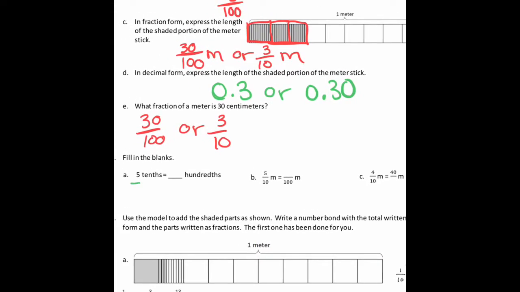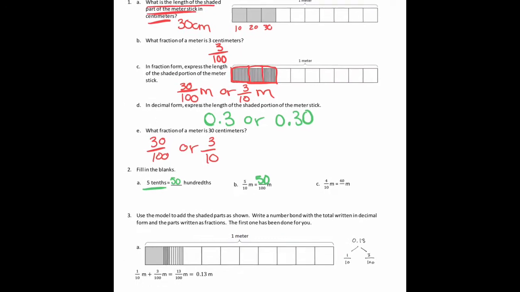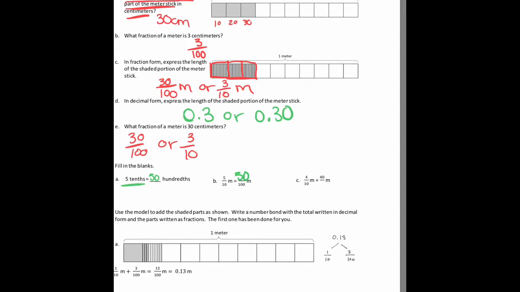Okay, on number 2, it says fill in the blanks. 5/10 is equal to how many hundredths? That would be 50. If you can imagine 5 of those squares being filled in of the tenths, and then you split each tenth into 10, then it would be 50. Same thing here, 5/10 is equal to 50/100, and here 4/10 is equal to 40/100. You could check that with equivalent fractions: if I multiply the numerator and denominator by 10, it's the only way that it would work out.